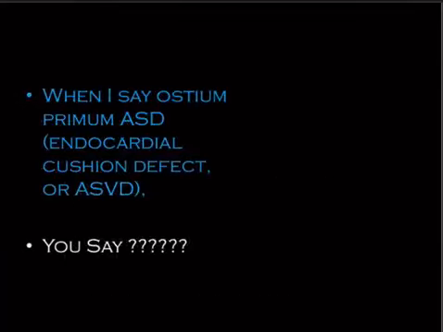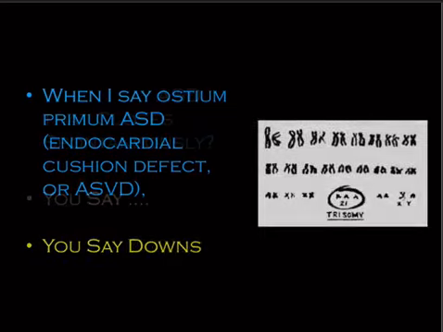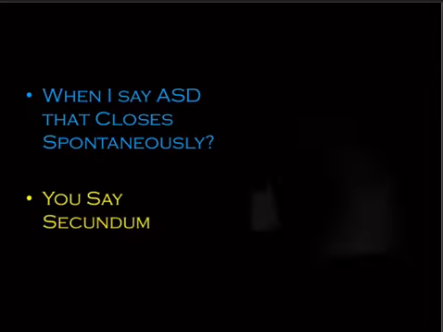So let's review. When I say ostium primum or endocardial cushion defect, you say Downs. When I say ASD that closes spontaneously, you say spontaneously, S for S for secundum. And of course, the common one would be the one that would close spontaneously. Not everybody's getting their ASDs repaired.